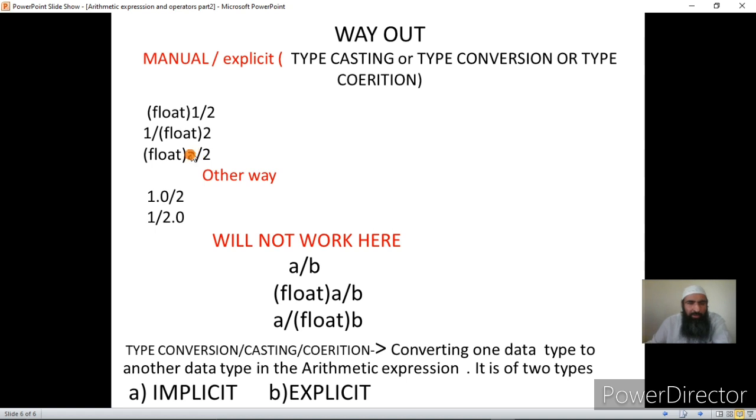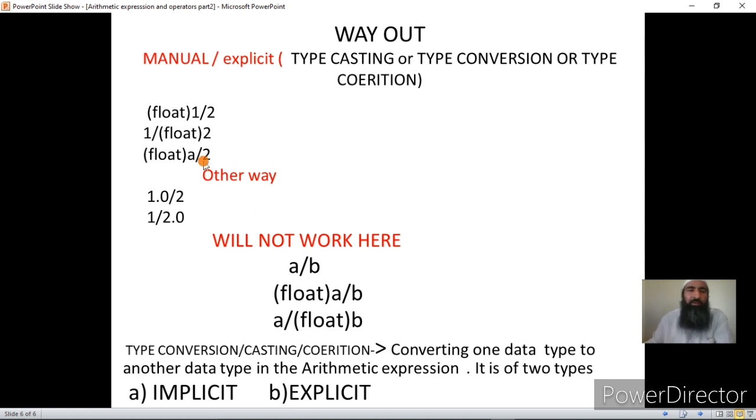In case your operand is a variable, you have to change the data type of that variable within the arithmetic expression. The original data type of a will not change. If a has been declared as integer, it will not change, because that cannot be changed. This is temporary within the arithmetic expression. If we had not written float, assuming that a has been declared as integer, integer by integer would have led to the loss of the fractional part.